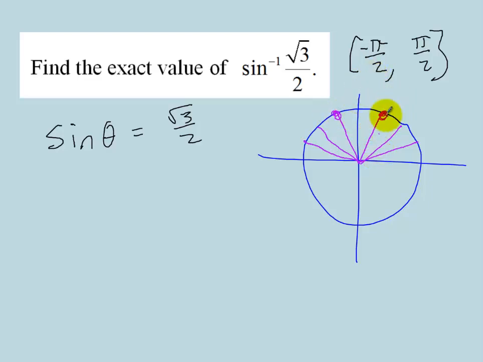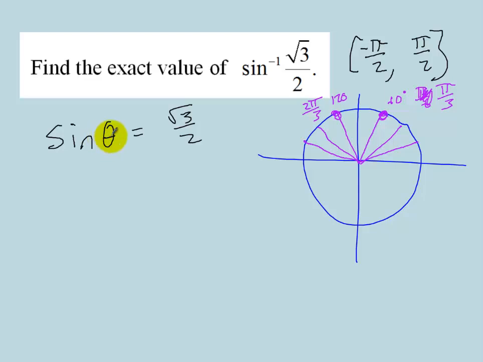And what is the angle right here? This is going to be 60 degrees, or another way to say that is π/6. And the angle right here is going to be 120 degrees, or 2π/3. Actually, that's not π/6. That is π/3. My bad. And this is 2π/3.